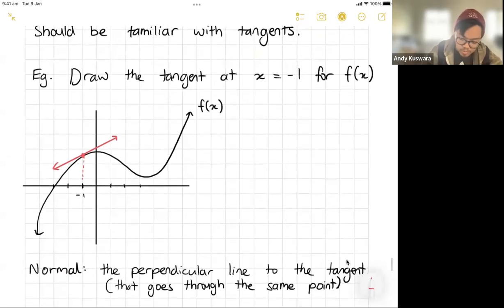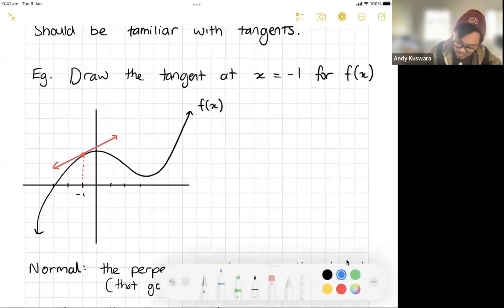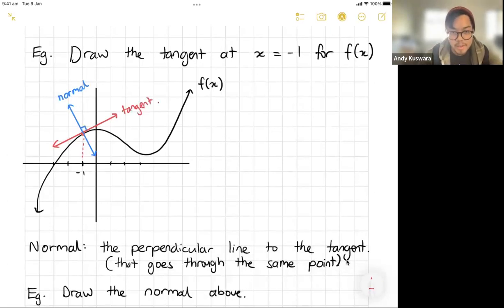Okay, now the normal, write this down, is the perpendicular line to the tangent. And it also needs to go through the same point that the tangent does. So essentially, if I was to draw it, it's this. I need to draw a line that goes through the same point that's perpendicular to my tangent. So if that's the normal, that's the tangent. Okay. Hopefully that makes a little bit of sense.